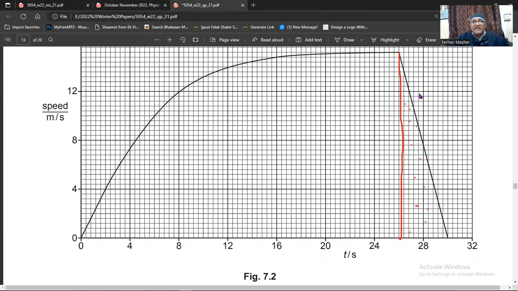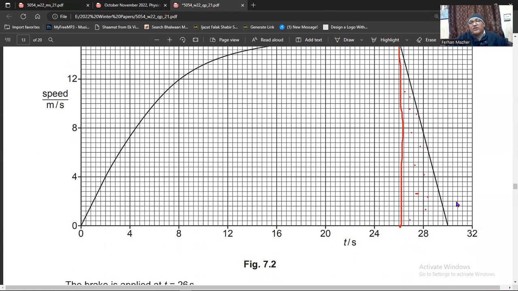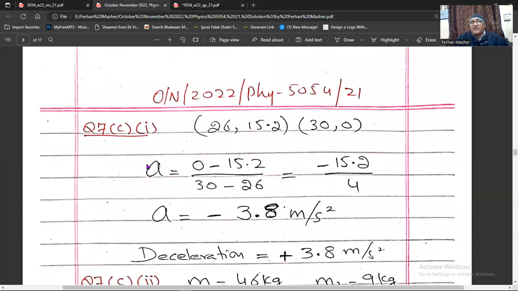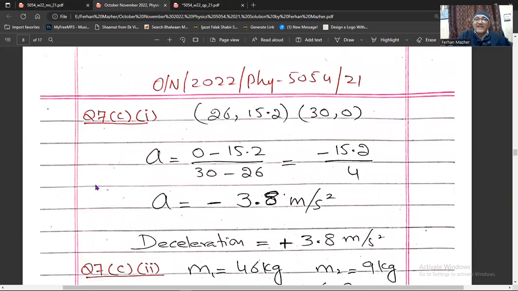So for the deceleration here, I will take this point, which is 26, 15.2, and I will take this point, which is 30, 0, and I will apply the formula of the gradient, which is y2 minus y1 divided by x2 minus x1. The gradient of this speed time graph will be equal to the deceleration. So a will be 0 minus 15.2 divided by 30 minus 26, so it will be minus 15.2 divided by 4, and that will be 3.8 meters per second squared, and it will be negative.